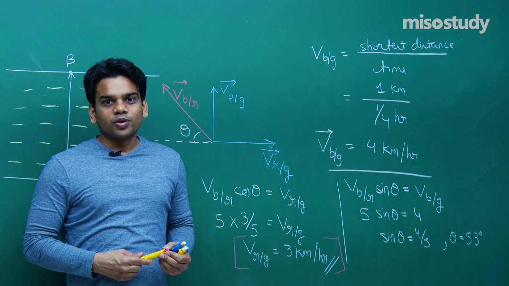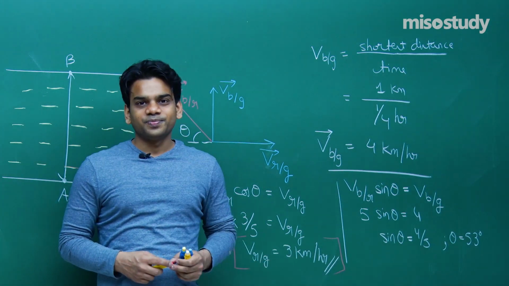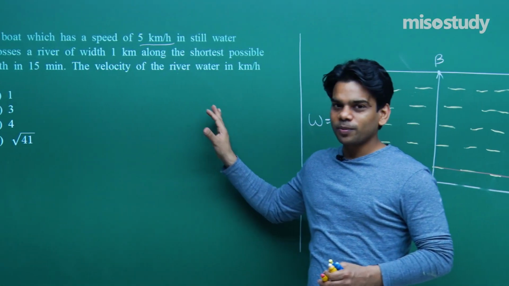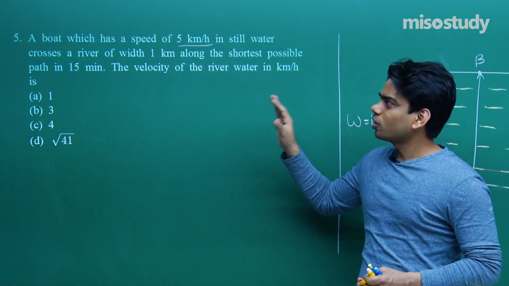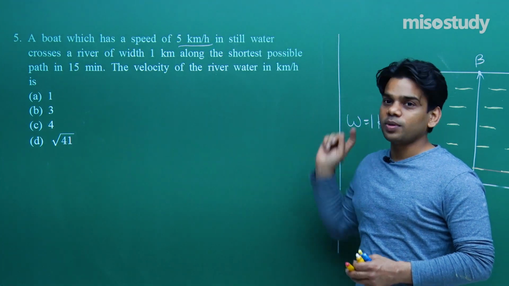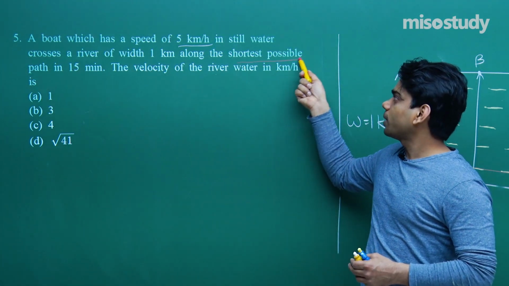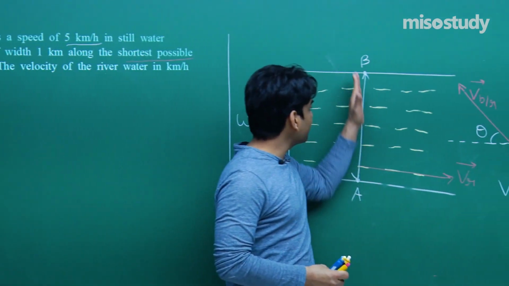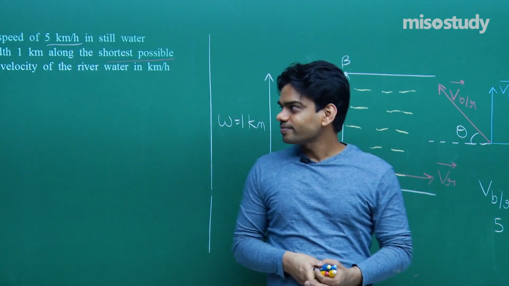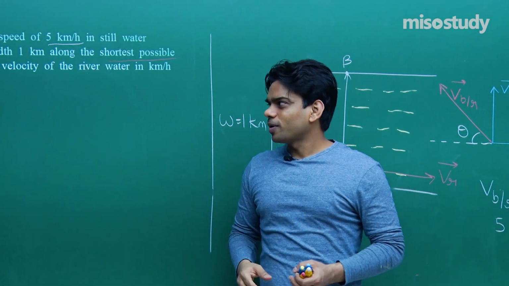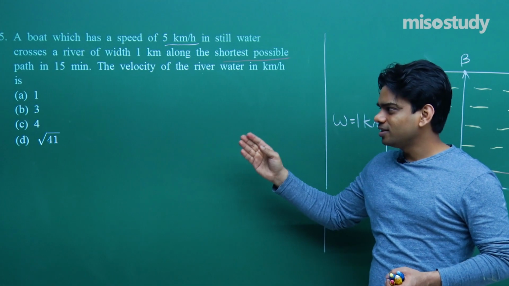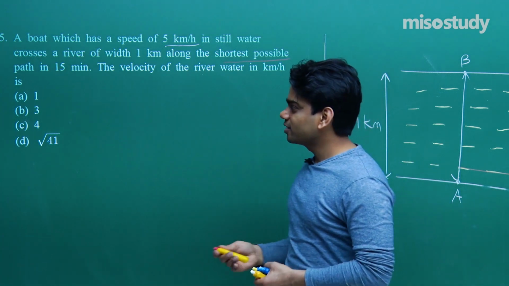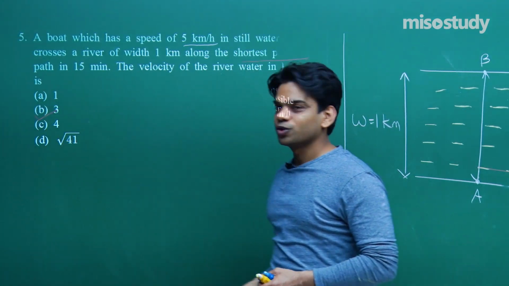Velocity of river with respect to ground comes out to be 3 km per hour. Once again, read the statement of this question. A boat which has a speed of 5 km per hour in still water crosses a river of width 1 km along the shortest possible path. This shortest possible path has a meaning because the boat has to be driven along this direction. The velocity of the river water in km per hour is: option A 1, B 3, C 4, D root 41. That is, option number B is the right answer as we went through with the proper approach.